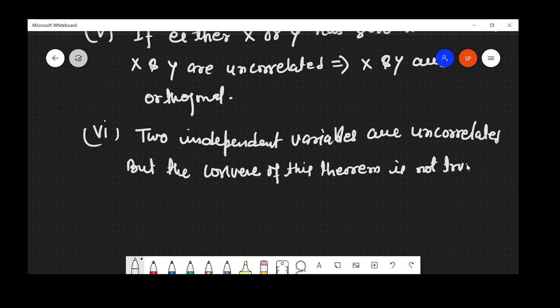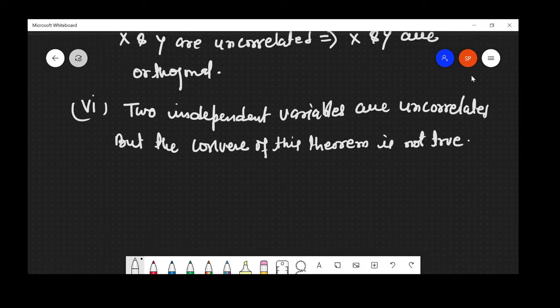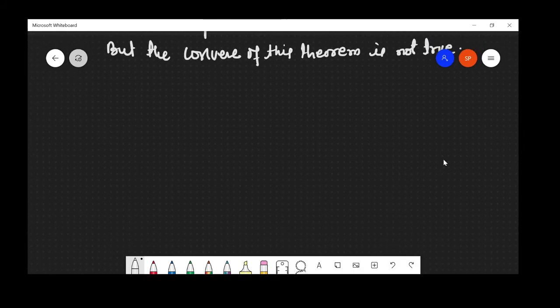Not true means that independent variables are uncorrelated, but uncorrelated variables are not necessarily independent. So these are the properties of the correlation coefficients. Now we move to the calculation parts.